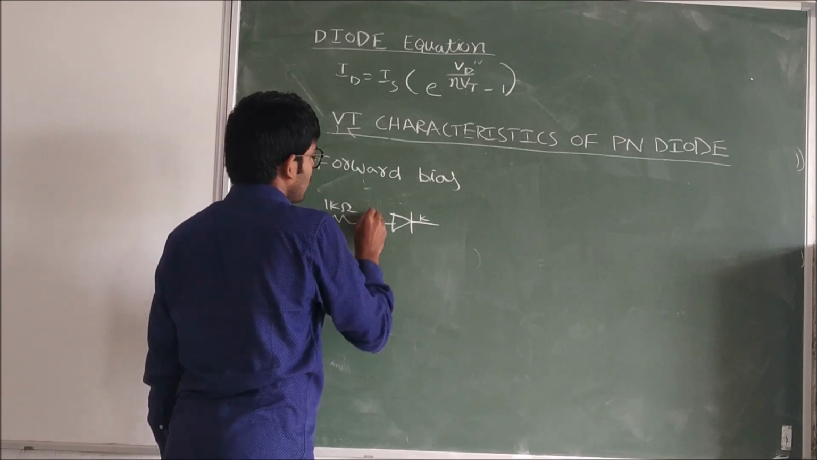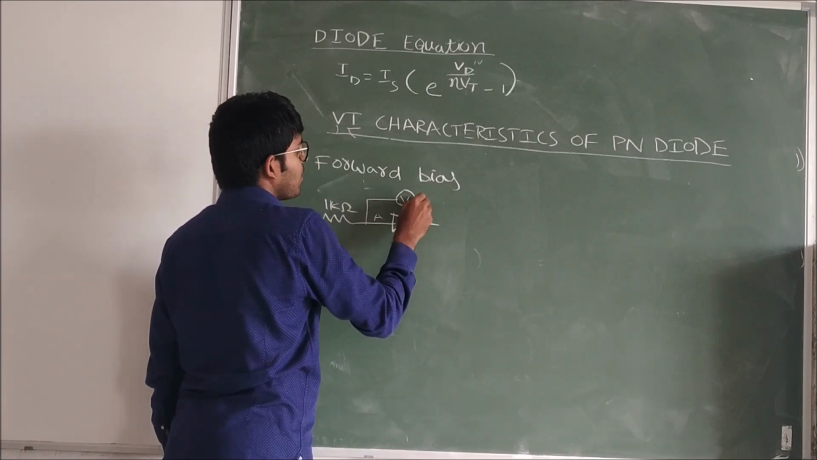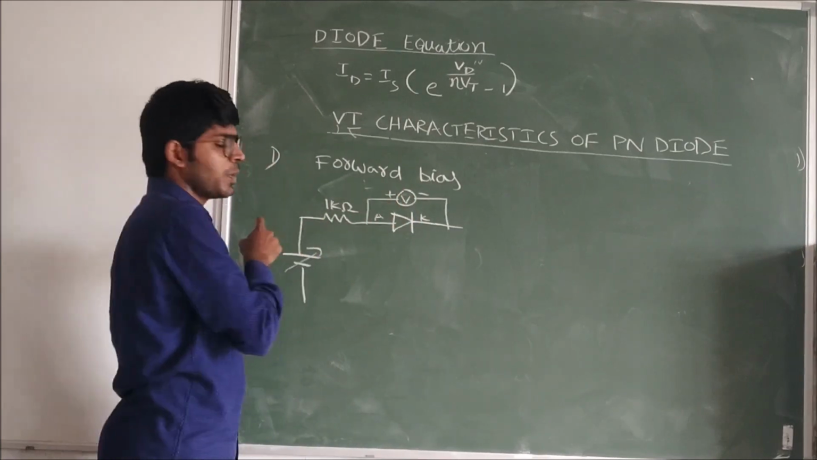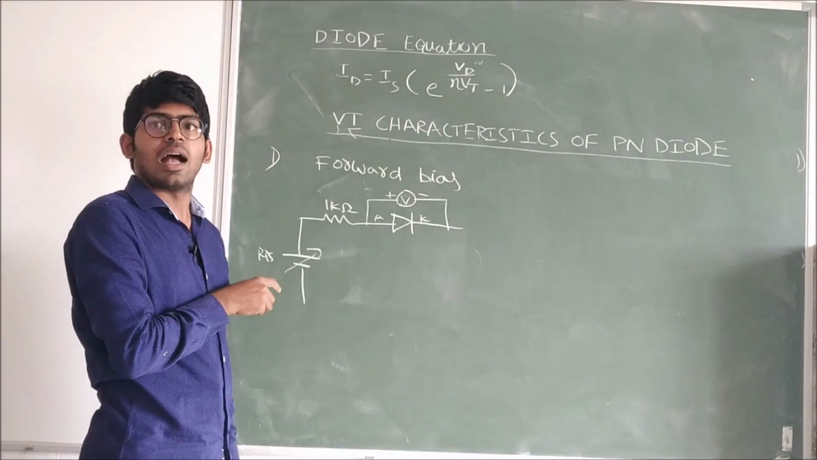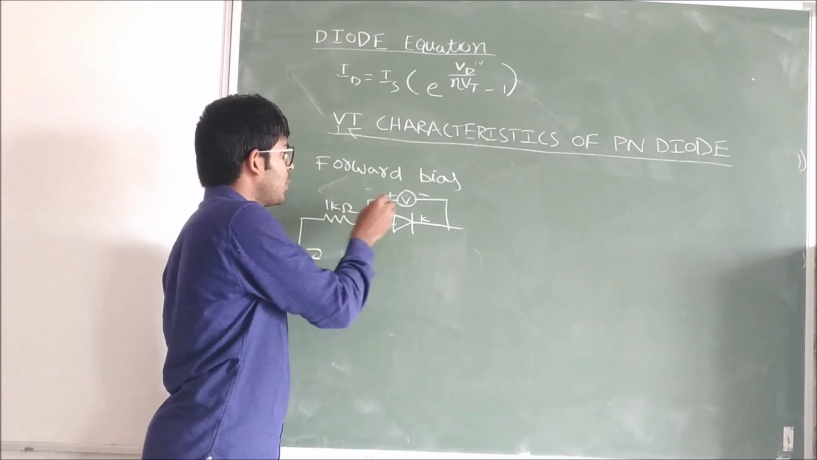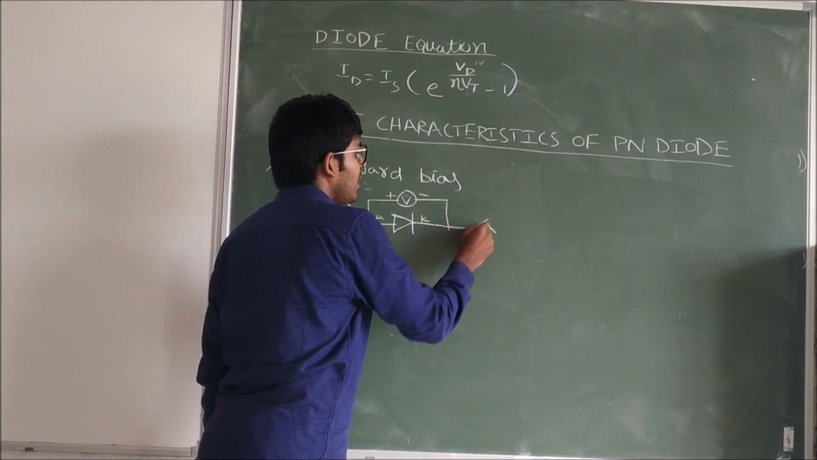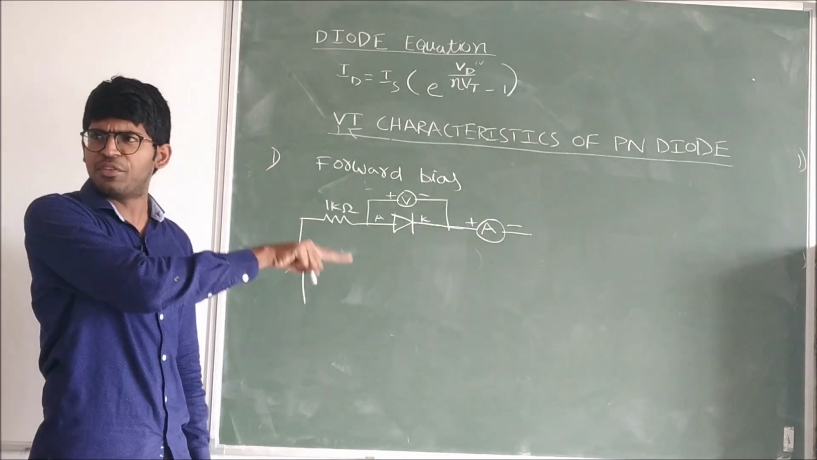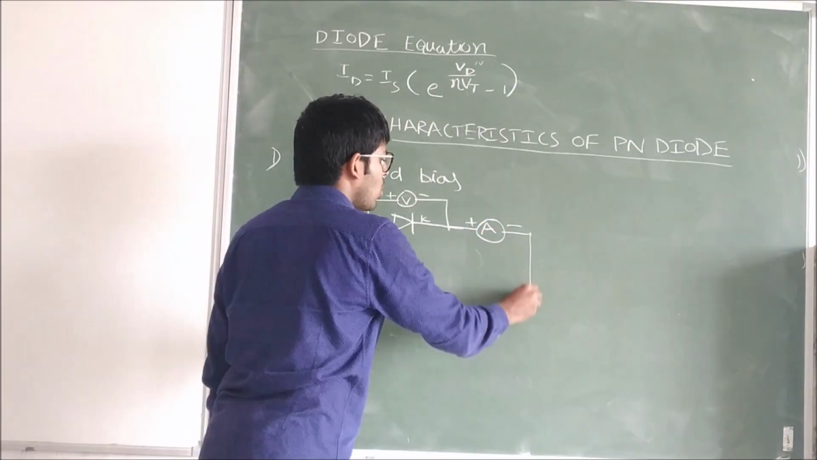To know the voltage, I am connecting the voltmeter. The positive terminal should be connected towards the RPS positive terminal side. And for finding the current, I am taking an ammeter. This ammeter can be connected anywhere in the circuit to measure the diode current.